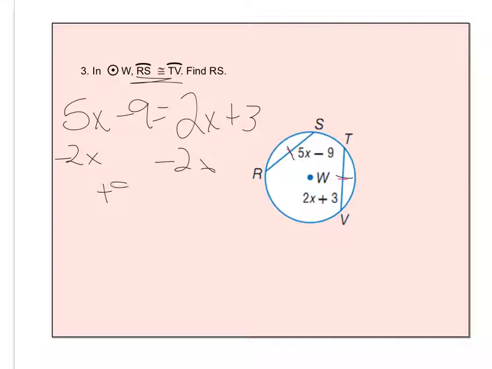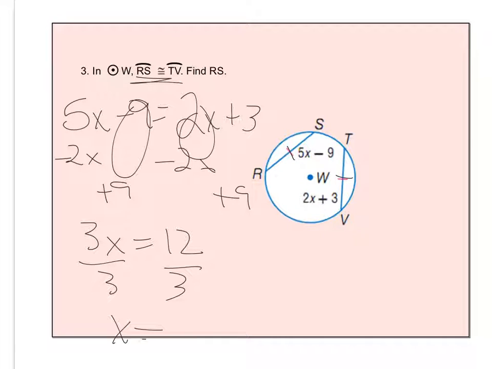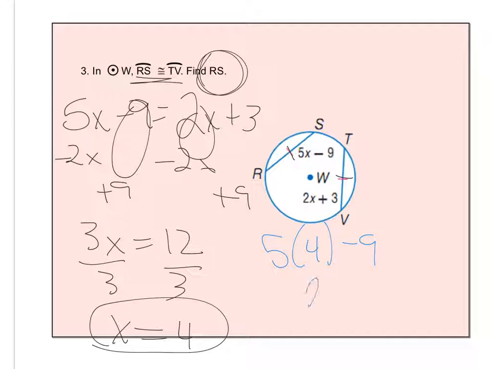So, back to algebra. 3x equals 12. X is going to equal 4. But again, does that answer the question? No. They want to know what RS is. So if I substitute that in, what's 5 times 4 minus 9? 20 minus 9, that's going to be 11. So that's how big RS is.